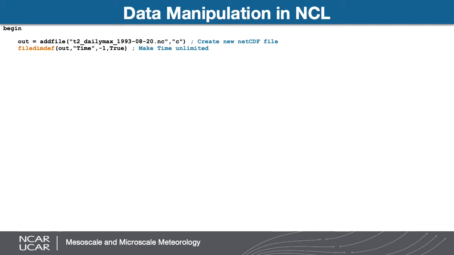One thing that's really important that I do with every netCDF file that I create in NCL is I make the time dimension unlimited using the function filedimdef. If I weren't to make this time variable unlimited, then I would not be able to add more times to the file if I wanted to. And I always want to have that option. It's really important.